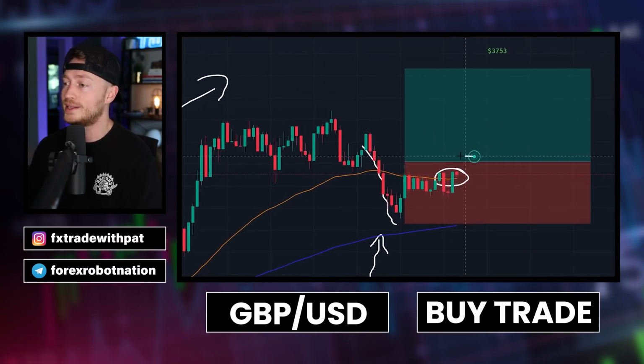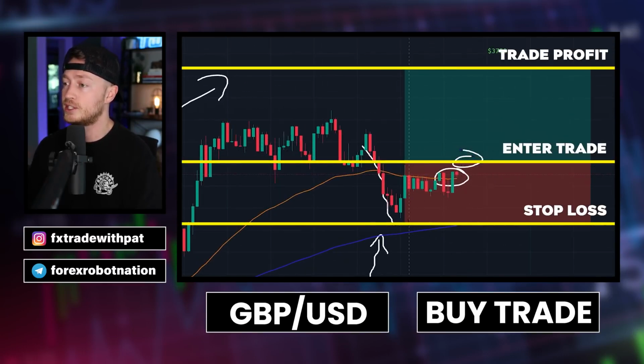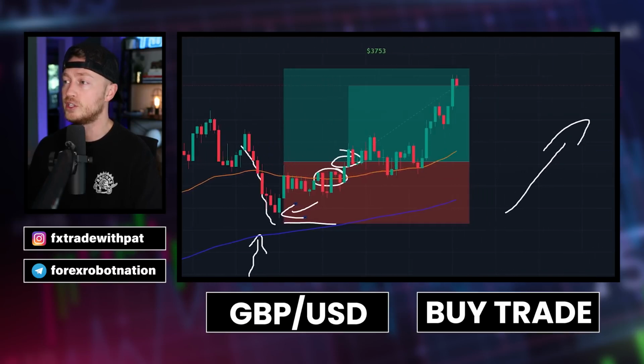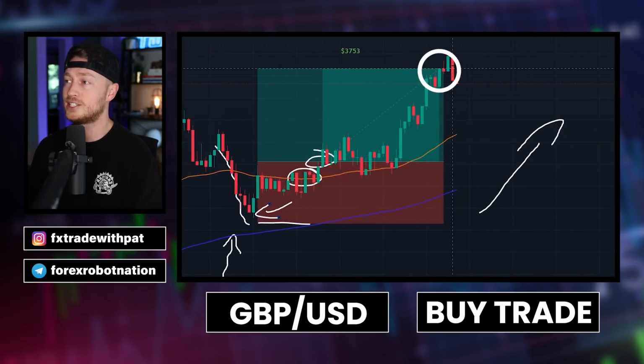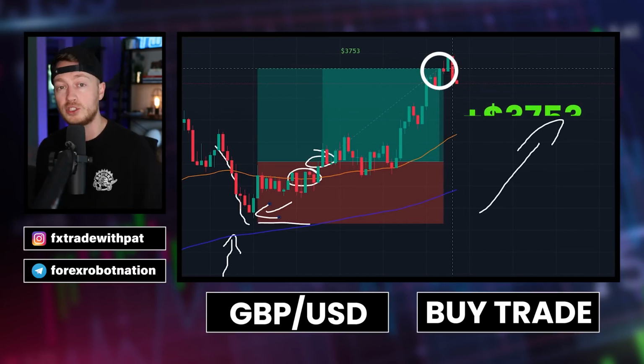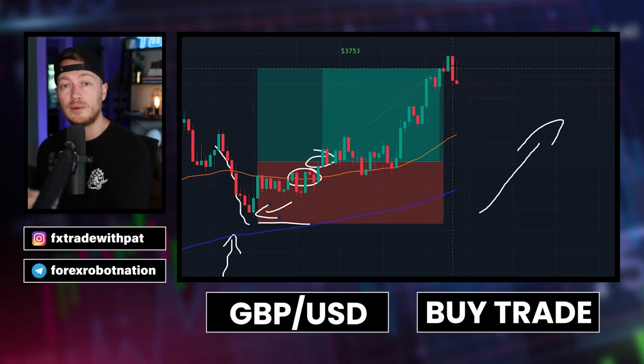I set my trade at this level right here. You can see my stop losses right here, just a couple of pips below the recent level. And let's play this thing out and see exactly how it went. You could see it went in my direction and smashed my take profit, $3,753, just because I'm following all of the rules.